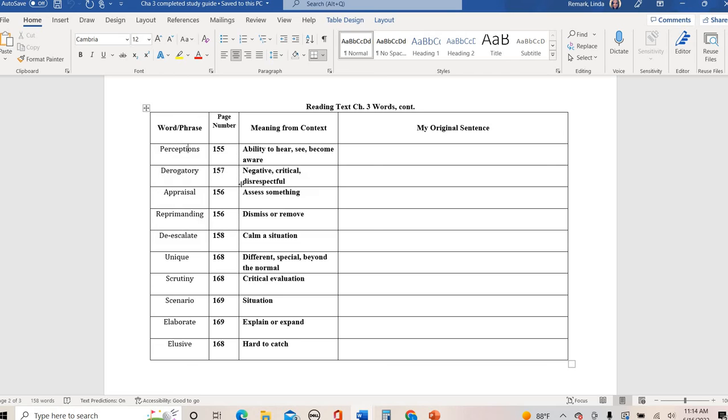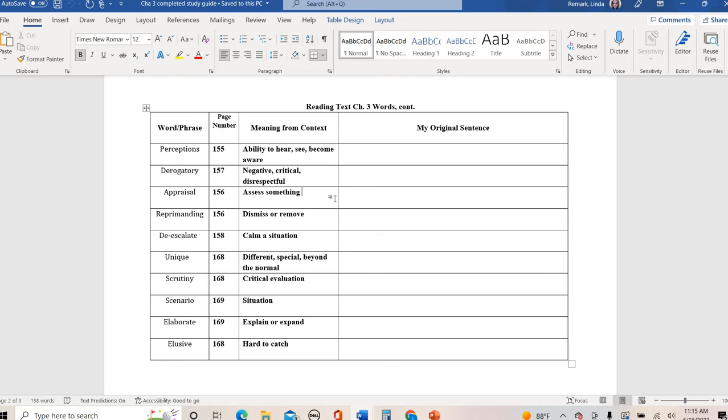So we have the words perceptions is your ability to see or become aware of, like, how do you perceive this information? Can you hear it? Can you see it? How are you aware? Derogatory is not a good thing. It's negative. A derogatory comment or a derogatory attitude is very critical or very disrespectful towards someone or a group of people. Appraisal is to assess something.